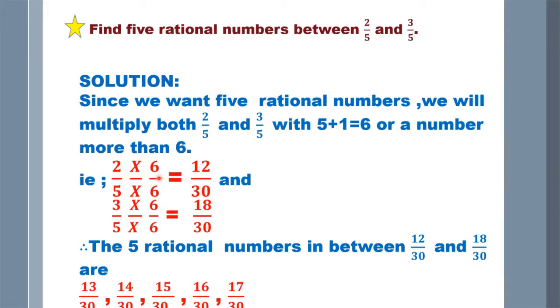Now here it is not necessary that you take only 6. You can take 10, you can take 20, you can take 100. But the more you take the value, the gap will increase in between these two rational numbers. But there is one condition: when you multiply, the number should be 6 or greater than 6, because the smallest number you need to multiply by is 5 plus 1, which is equal to 6. You can take a number even more than this 6. So you remember the steps, how to do the sum.